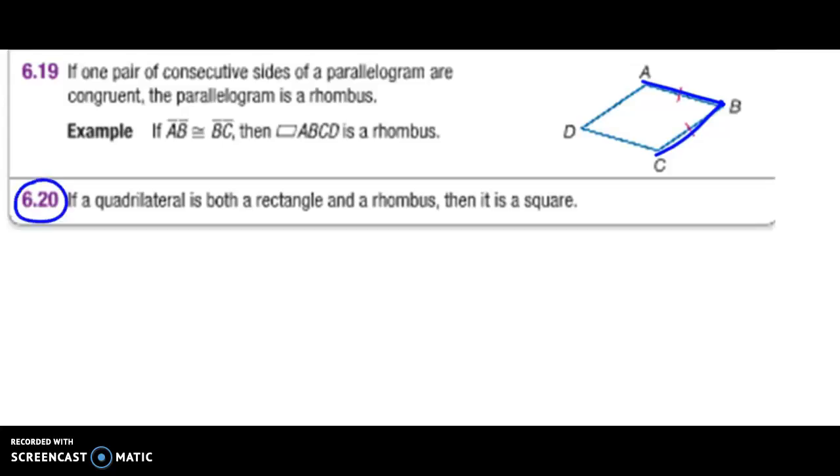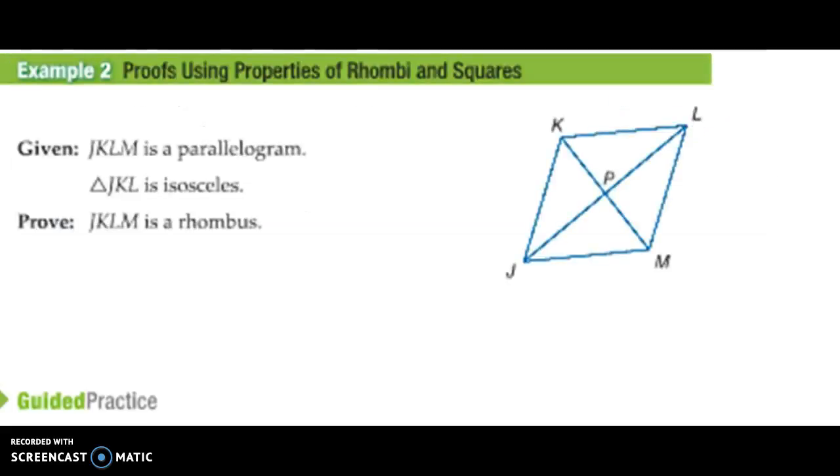So if we ever want to figure out if something's a square, we have to prove that it's both a rhombus and a rectangle, meaning all four sides are the same and all four angles are right angles. All right, so example 2, prove that this is a rhombus.